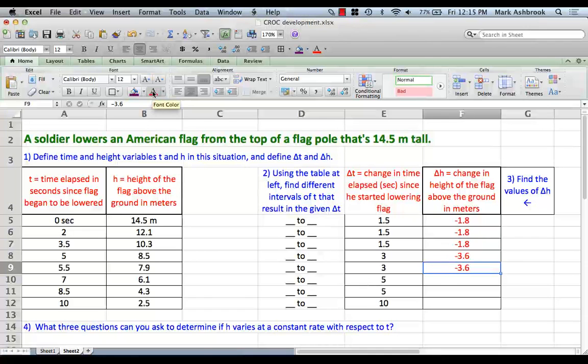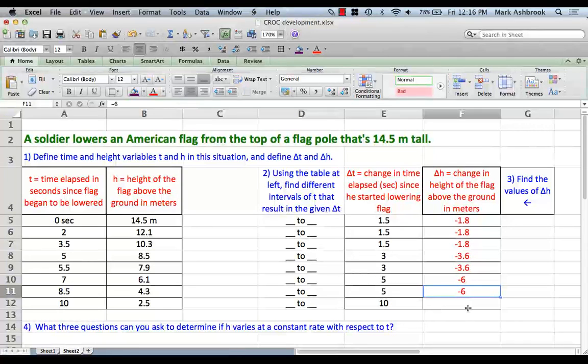Ali. Where's Ali? Can you tell me 2 time intervals that give a delta t of 5? 5 to 10. And? 3.5 to 8.5. And what do you get for the change in h? Did you get it? Tell me. Negative 6. Agree? For both of them?